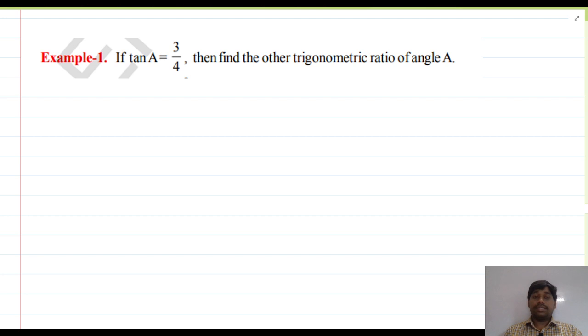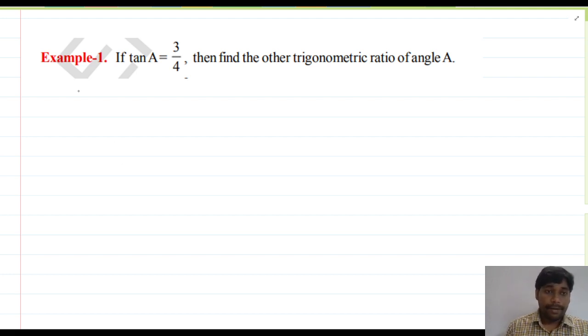Next, here is an example question. As you are familiar with the previous questions, if you try this, you will be able to solve these questions very easily. What is the question given? The question is very simple. They are asking: tan A is equal to 3 by 4. Then find the other trigonometric ratios of angle A.